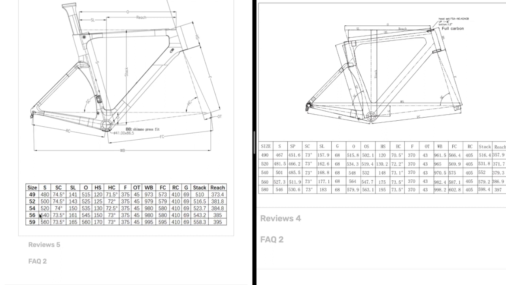I think I'm going to go for the 56. If anyone has got any more ideas of if I should go for the 54 or not, smaller frame, let me know, because I'm not a scientist. I just picked the 56 because that was what my original Roubaix was, 56. So I went for a 56 again in the R6, and I'm probably going to go for the 56 again in the R9. Yeah, I don't really know. So if anyone's got any thoughts, that'd be really helpful in the comments.